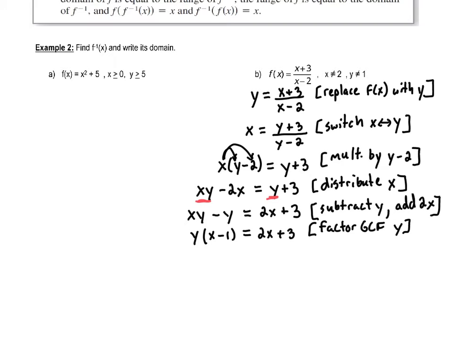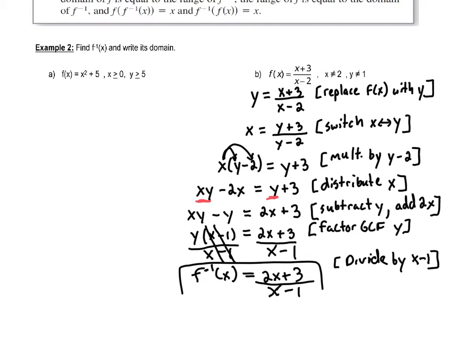So once the y has been factored out from xy minus y, the last move is to get rid of the x minus 1. It's being multiplied by y, so to get rid of it on the left side, I will divide both sides by x minus 1. That will cancel out the x minus 1 on the left, and will give us 2x plus 3 divided by x minus 1 on the right. So take a breath. After a series of several steps, we've reached the inverse function.